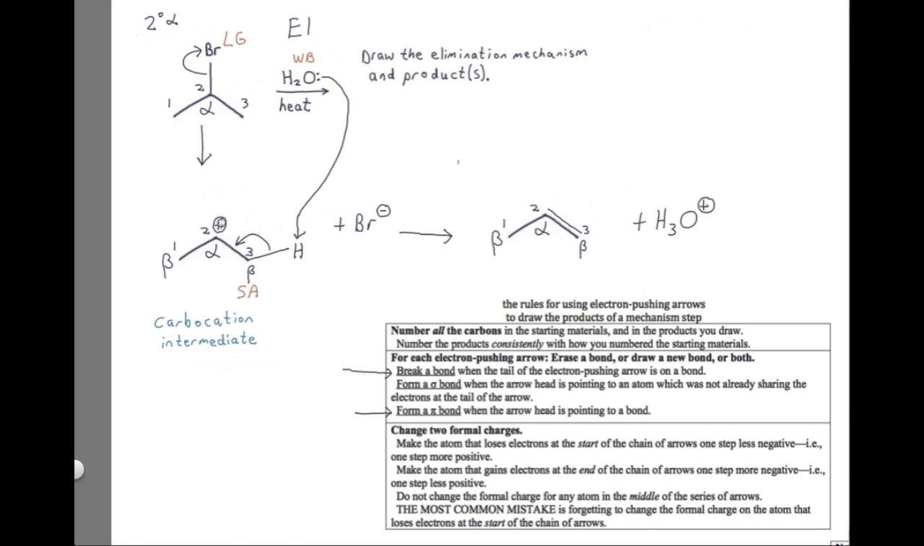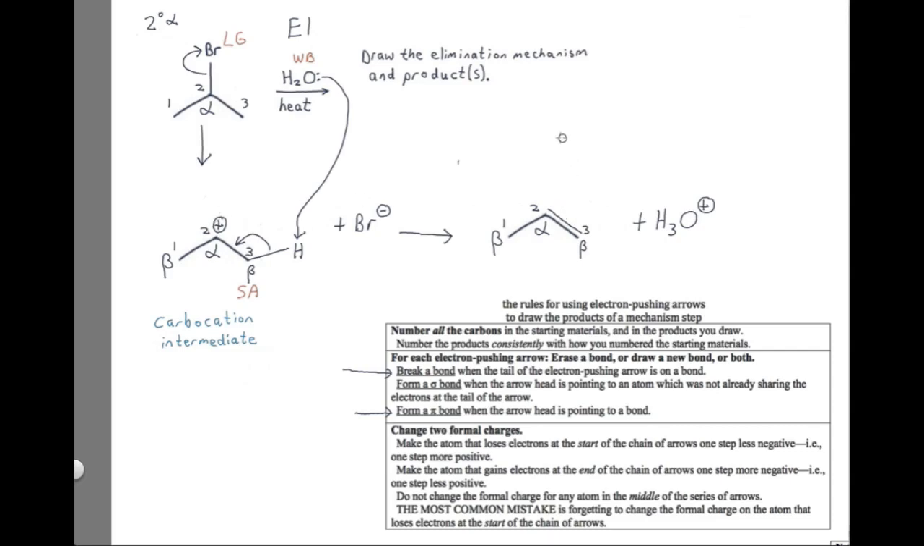Now, carbon-2 is gaining electrons at the end of the series of arrows. So carbon-2 becomes one step more negative, one step less positive. Carbon-2 started positive and gained electrons, so carbon-2 ends up neutral. Make the atom that gains electrons at the end of the chain of arrows one step more negative, one step less positive. Notice that even though this arrowhead isn't pointing directly to carbon-2, carbon-2 is still gaining the electrons from this arrowhead when carbon-2 gains this new pi bond.